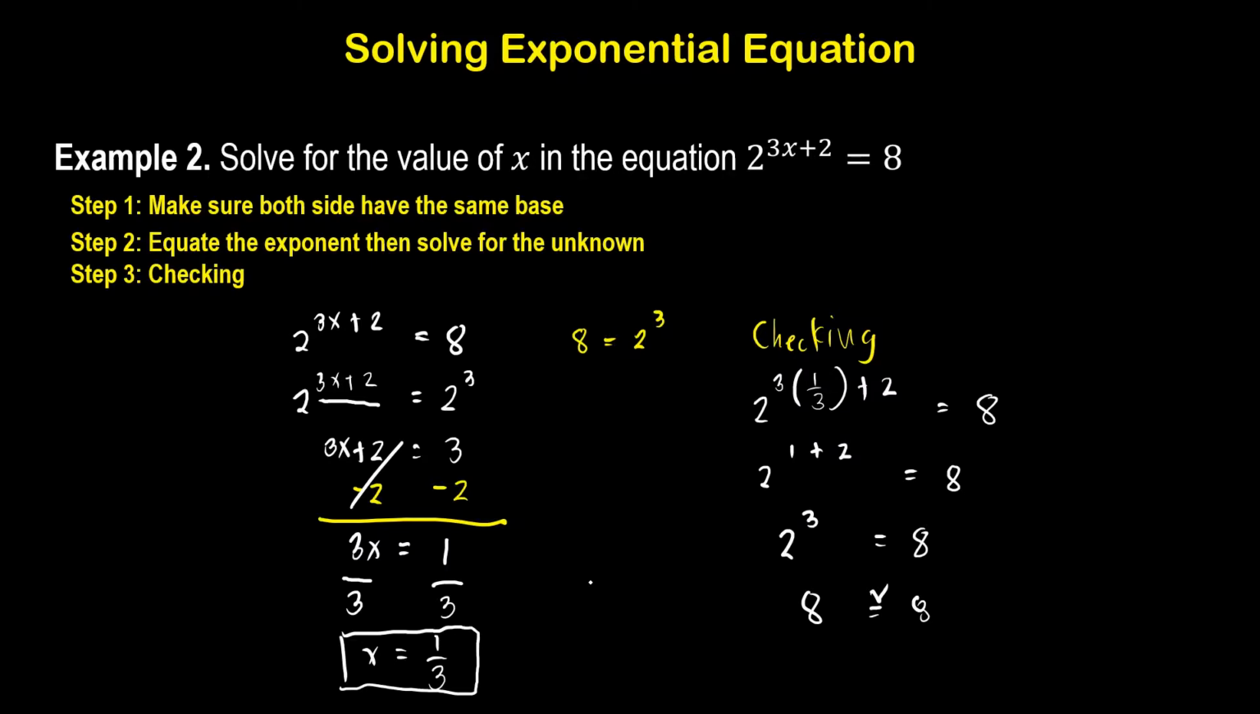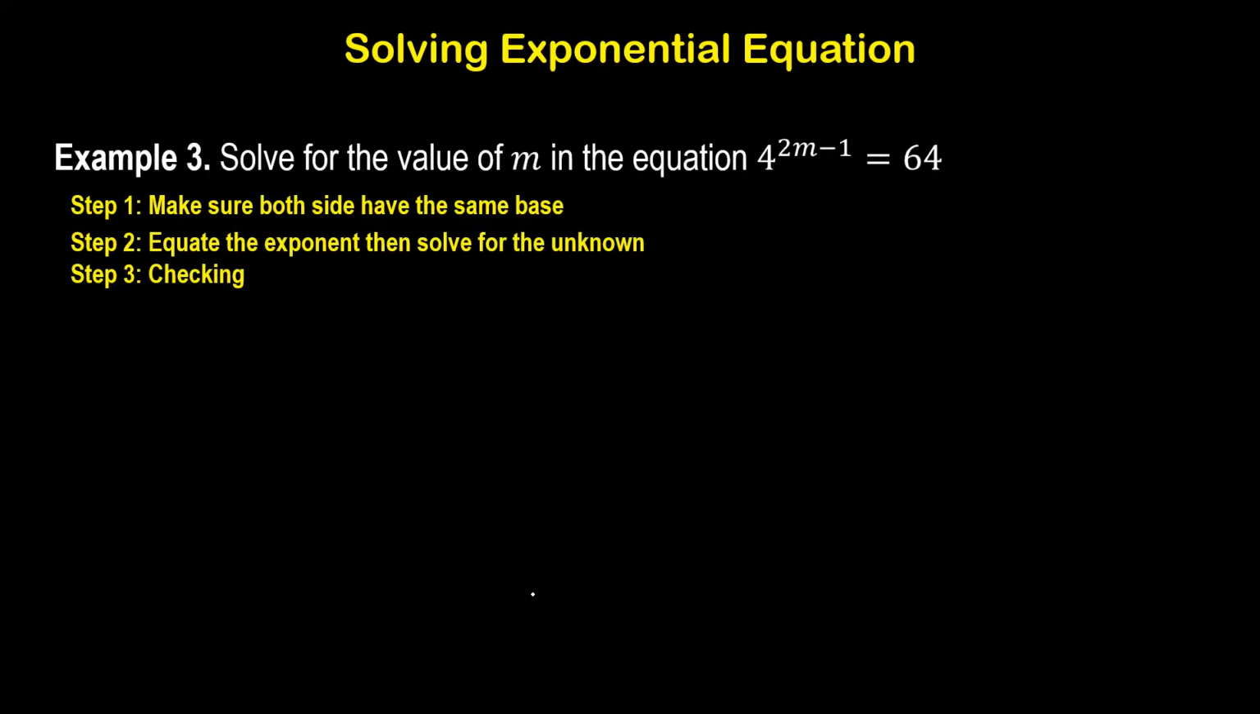Then let's now proceed to example number 3. Here, we need to solve for the value of m in the equation 4 raised to 2m minus 1 is equal to 64. As you can see naman dito, hindi naman same yung base natin. So that means hahanap tayo ng ways. So here we have our given 4 raised to 2m minus 1 is equal to 64.